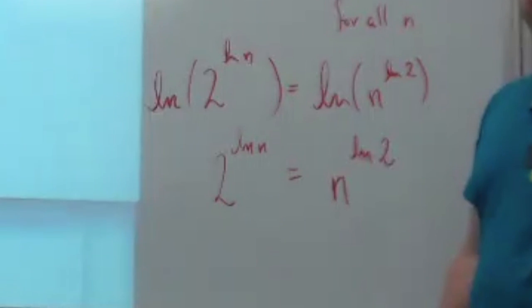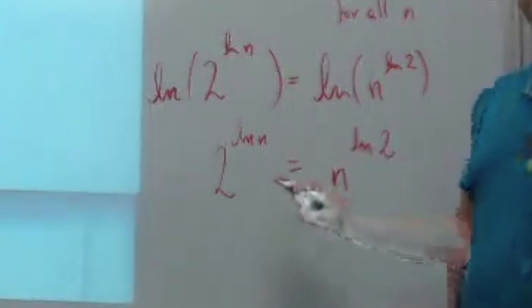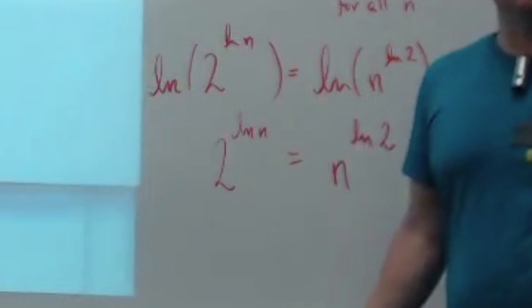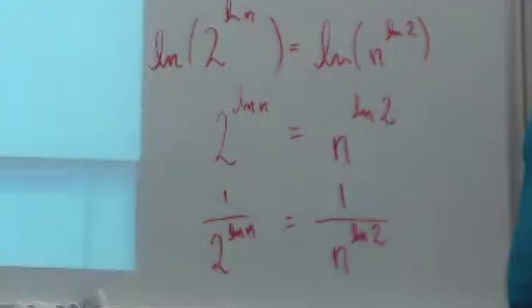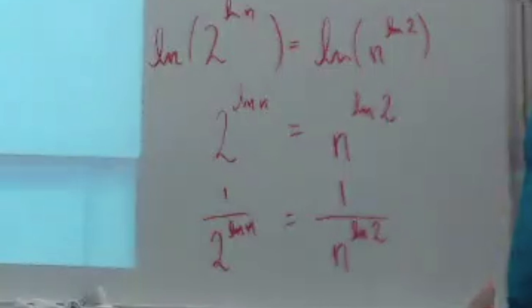And since these are equal, the reciprocals must also be equal. In other words, 1 over 2 raised to the natural log of n is equal to 1 over n raised to the natural log of 2. And that's what they gave us in the hint.